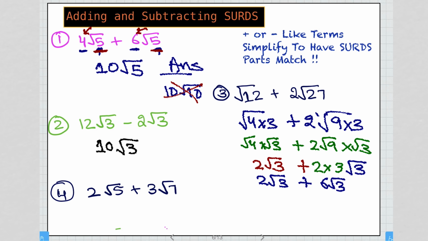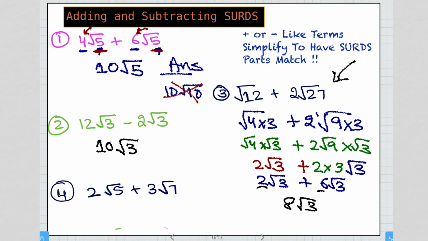Then now what you're going to do is implement the same method which you did for question number 1 and 2. 2 plus 6 is 8 root 3. That's how you add surds. So this question is slightly hard, which is okay. You need to do difficult questions as well.